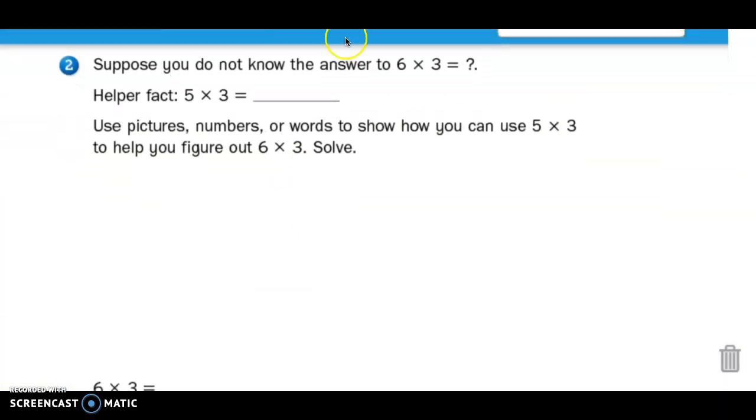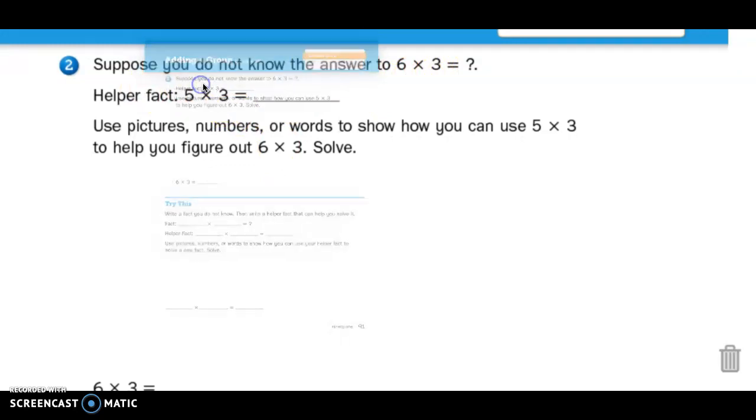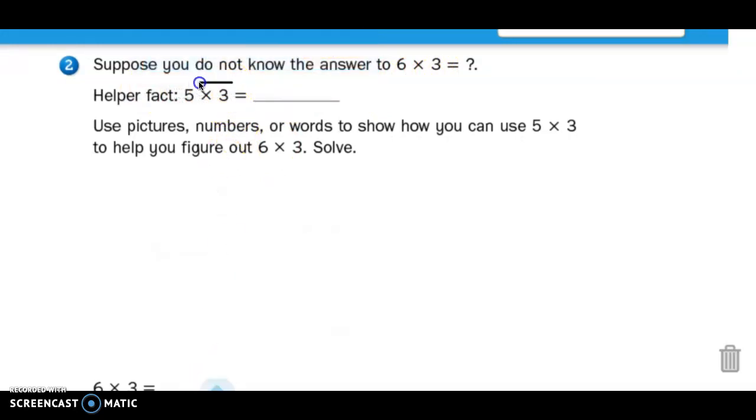So suppose you did not know the answer for 6 times 3. My helper fact. I'm counting by 3s. I know how to count 3 5 times. Really, I know how to count 5s, but 3 times 5 and 5 times 3 are the same thing. I count 3 5 times, or I count 5 3 times. 5, 10, 15. 15 is 5 times 3. Also, 3 times 5 equals 15.